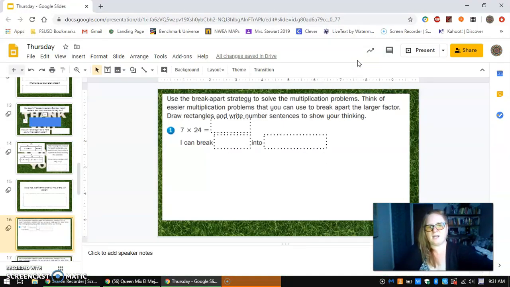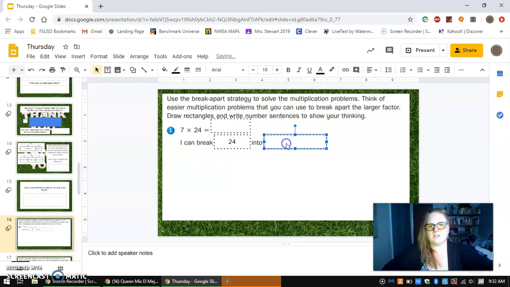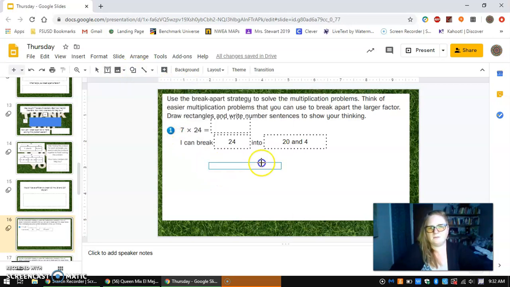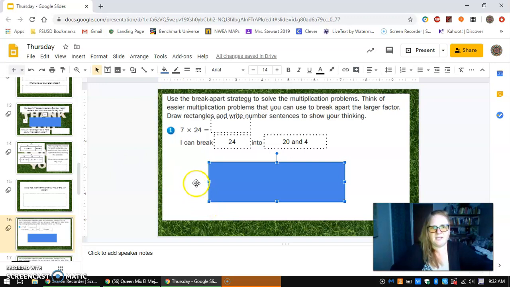So for this one, I'm going to do it so that way you guys have a model. So what I want to break up is 24. And so I could break 24 into, I'm going to say 20 and 4. I think that would be the easiest way to do it. So now I'm going to draw a rectangle. I'm going to make it blue because I like the color blue. Okay. And so here on my shorter side, I'm going to write 7.